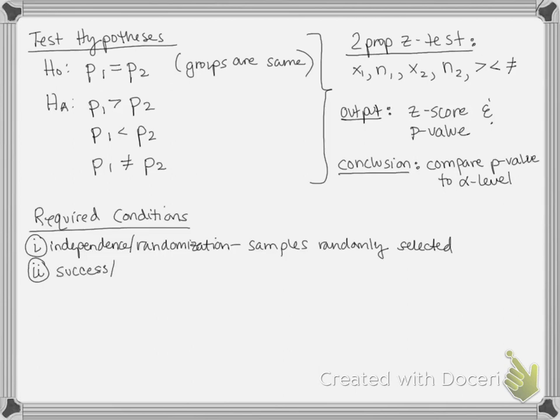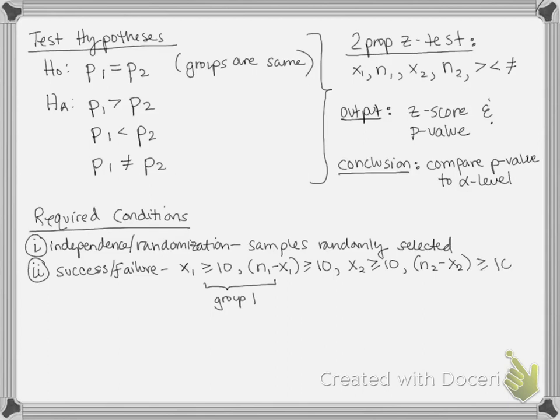The second one here is success/failure. And this is a little bit trickier now because we do have to test in both groups. So we want to make sure x1 is greater than or equal to 10, and n1 minus x1 is greater than or equal to 10. So this is the successes and failures from group 1. But we also have to test group 2. So we need to know that the people who said yes in group 2 and the people who said no in group 2 are at least 10 as well. So we need to test this for both of our groups.